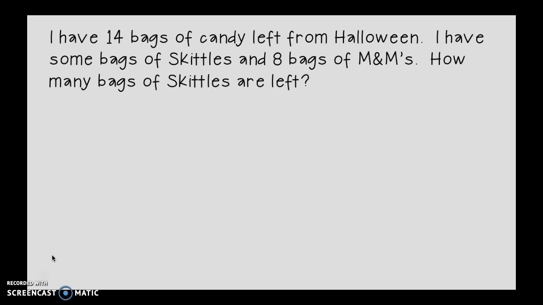All right, we're going to draw a number sentence to show this first to help us figure it out. Oh, there's that word some, so that's going to remind me where my box is going to go. I have some bags of Skittles and 8 bags of M&Ms, and that's going to equal the 14 bags of candy I have left. So let's see. I'm going to say blank plus 8 equals 14. Can you write that on your dry erase board or your math journal? Now what could I put in there to show the part that I'm looking for, the one I don't know?